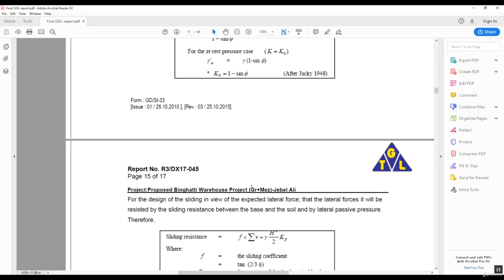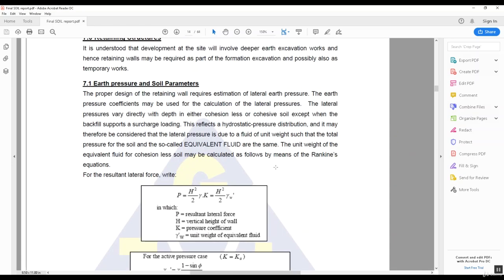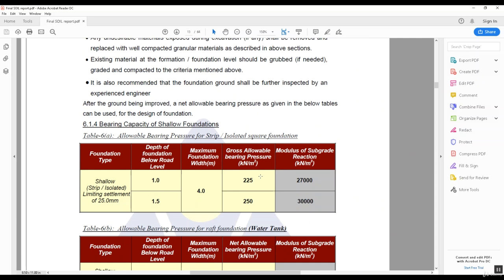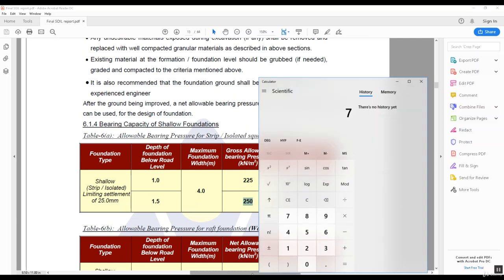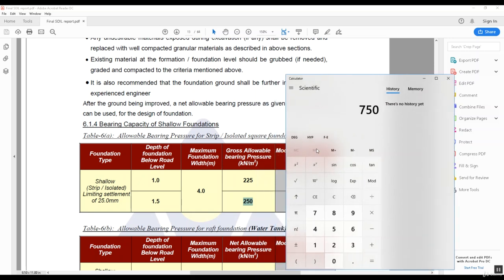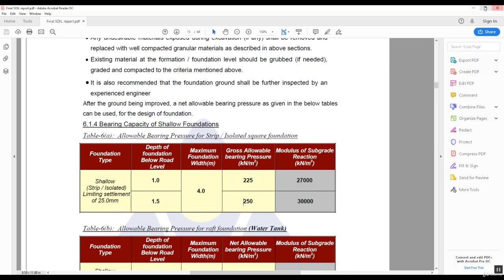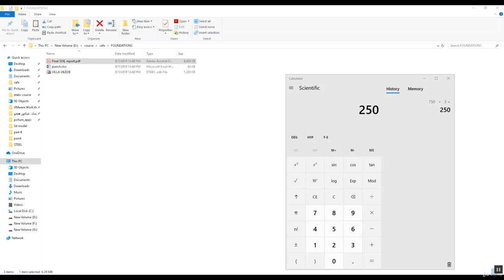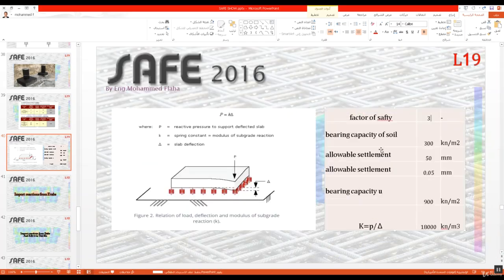What does 3 mean? When he calculates the allowable pressure, for example for this, he said he gets 750 kilonewton per square meter. Then he divided by 3, and he said it's 250. Again, back here. How much is the factor of safety? It's 3. How much is the bearing capacity of the soil? It's 300. This one, let's calculate this.